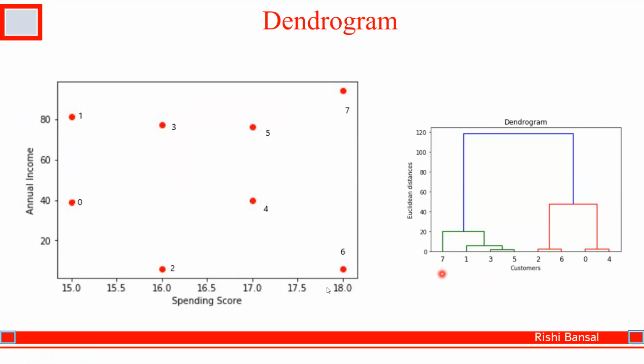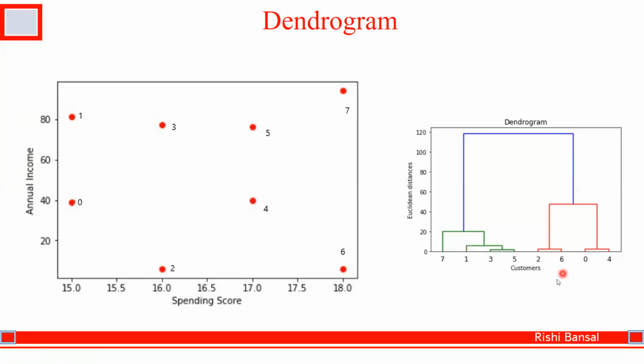We started with 8 points, 0 till 7. Total number of points is 8. Now in the dendrogram, you can see on the x-axis these are point numbers. In our case, it is customers. For 8 customers, I have calculated this graph with annual income and spending score.